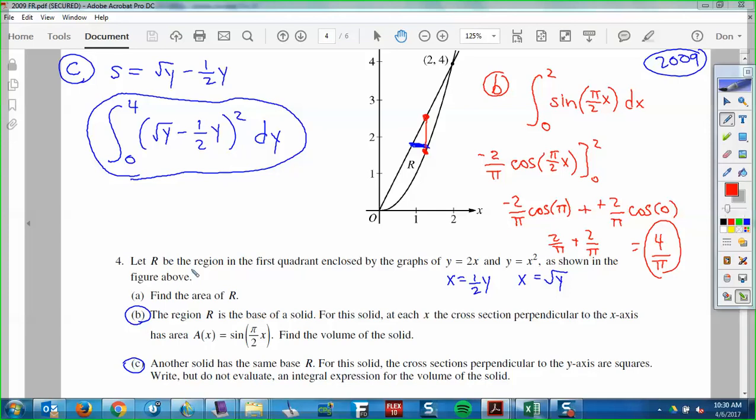We're gonna do another day. Anyway, back to C. The common mistake on C is you forget to go x equals. Because these are horizontal. You did it. Good. Because notice it says perpendicular to the y-axis, so they're horizontal. So it's this x minus this x. So it's the parabola minus the line. And then it's squared because they're squares, so it's just s squared, 0 to 4. And then you don't have to finish it.